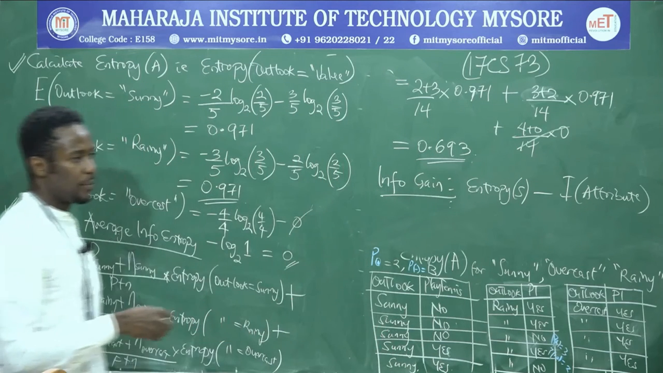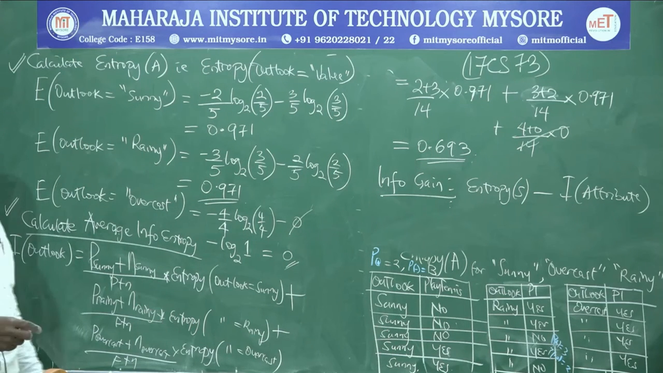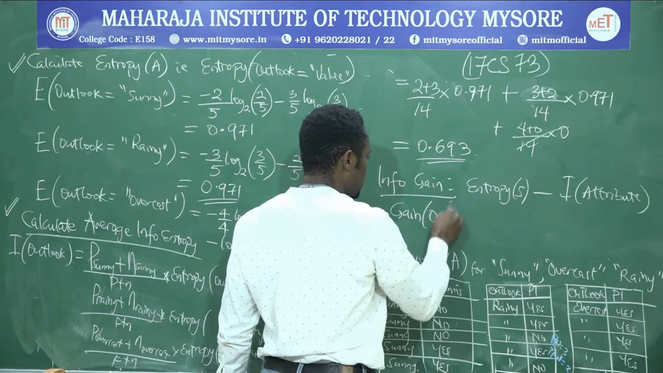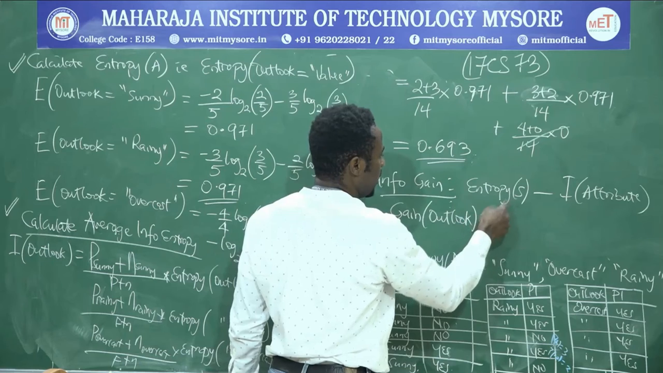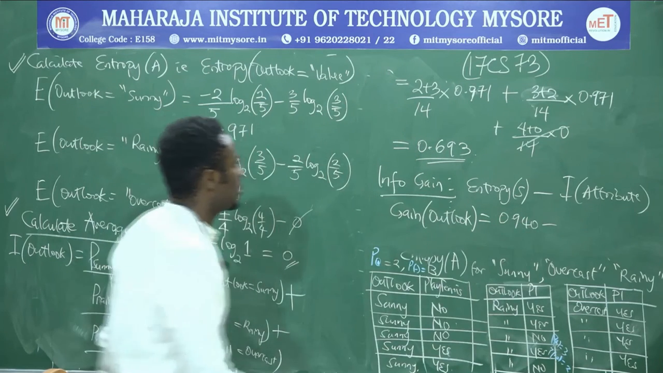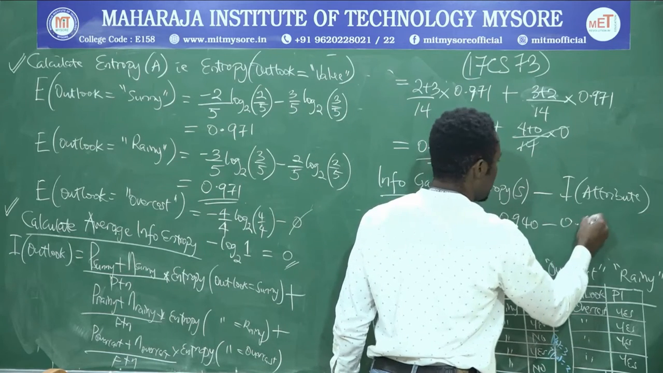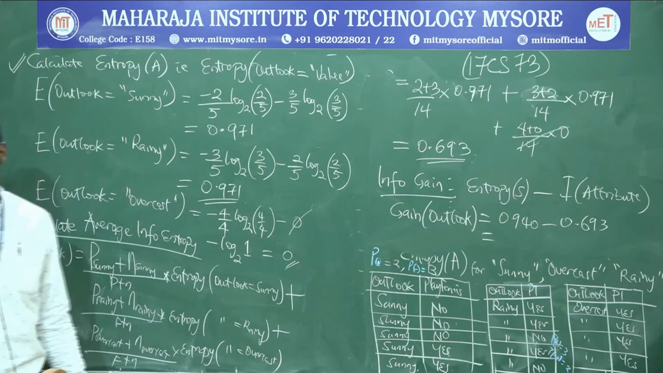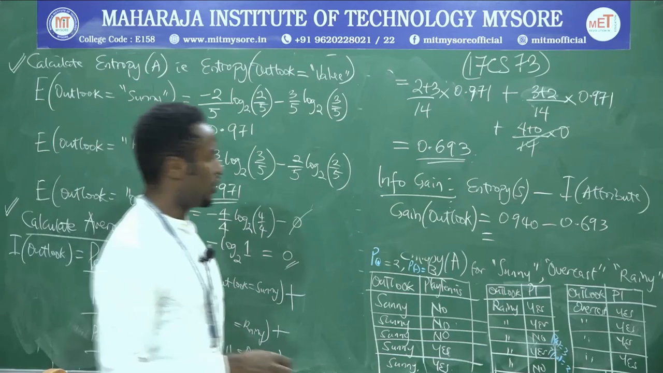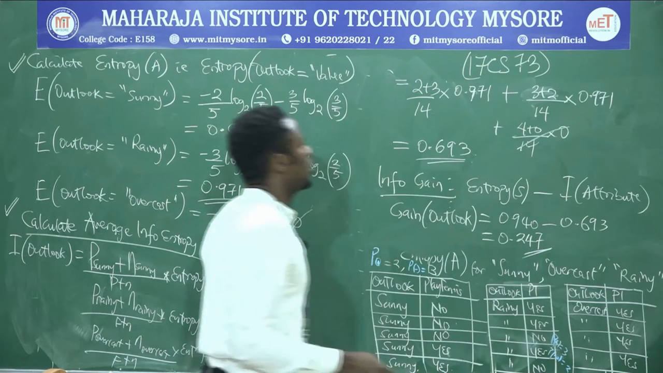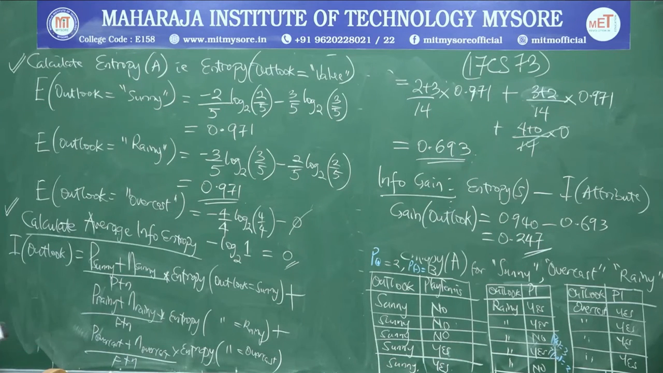So what is the entropy of S? 0.940. So gain of outlook equals entropy of S, 0.940, minus the average information entropy, which is 0.693. Quickly, tell me what the answer is. We get 0.247. Okay, we are done with this. Guys, remember, we are done with this.